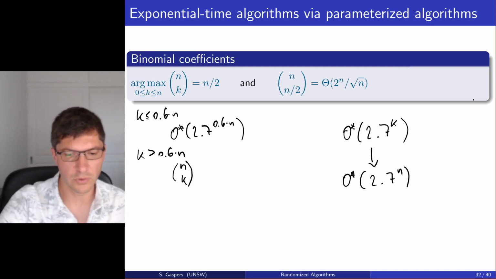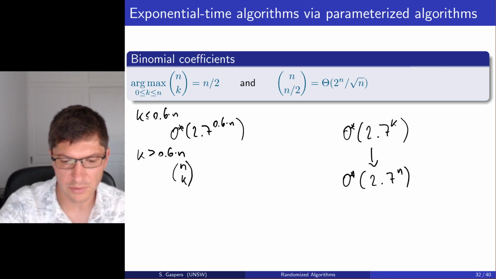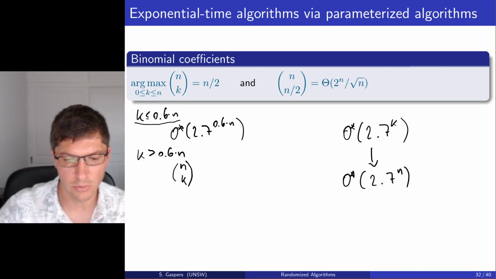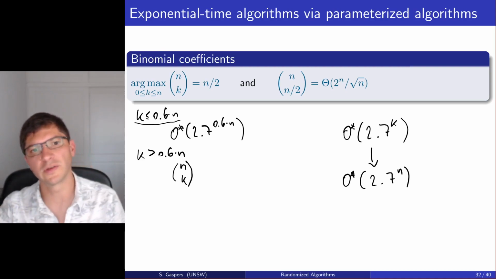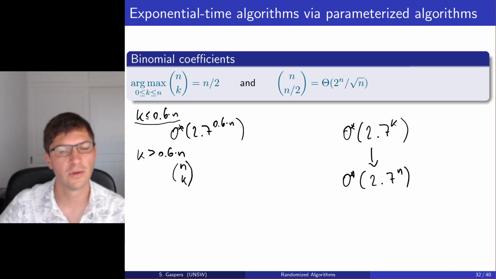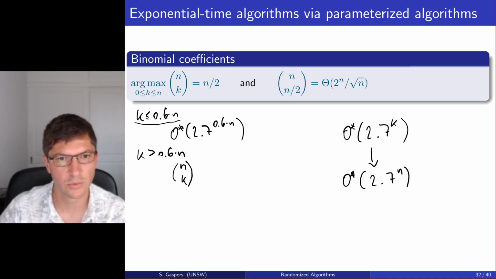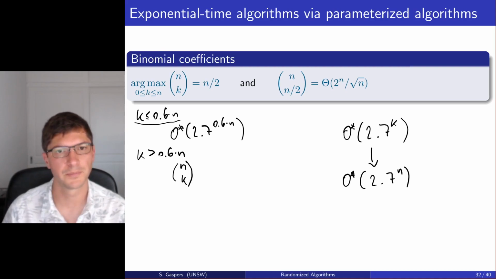So the parameterized algorithm will allow us probably to go beyond 0.5 times n. So like we let k range from 0 to 0.6 times n, and in that case we run the parameterized algorithm, and if k is larger than that, we do a brute force search.